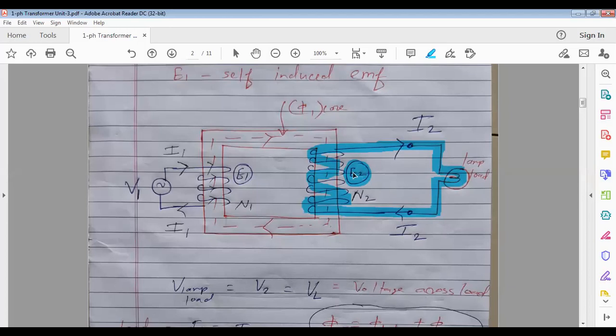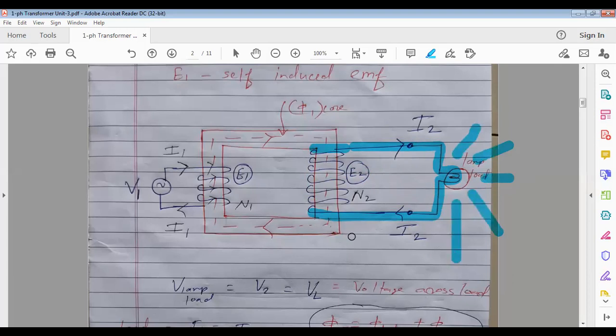So now EMF gets induced here, circuit is closed. Will current flow through circuit on secondary side? Yes. Okay, so I2 starts to flow. Now if you observe here, load is in series with secondary winding. So whatever the current flowing through secondary winding, will it be same as that of load current? Yes or no? Yes, secondary winding current and total load current is same. Now current is flowing through secondary winding, through lamp also. Lamp starts to glow.